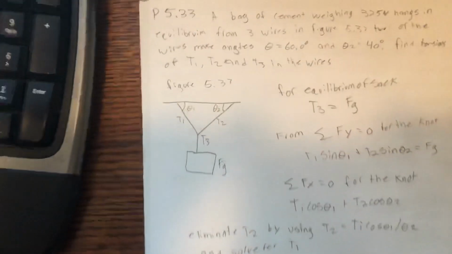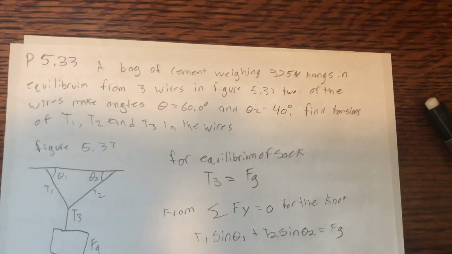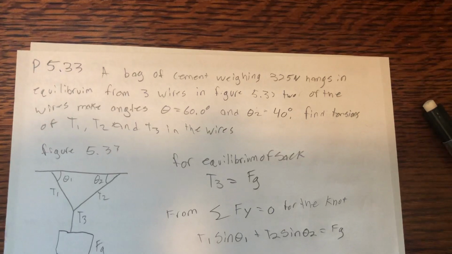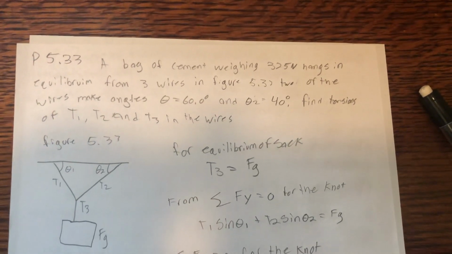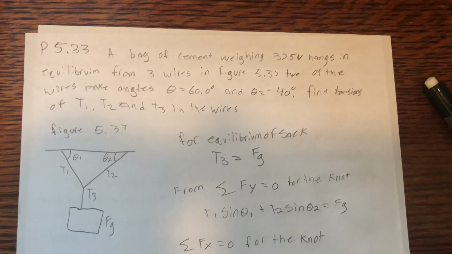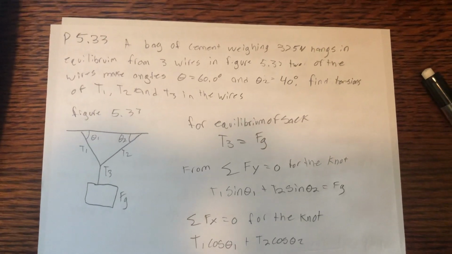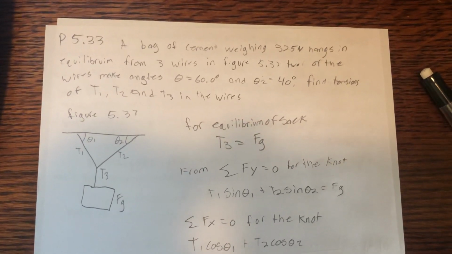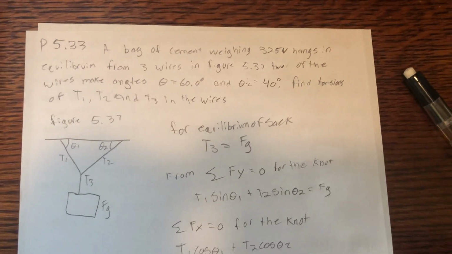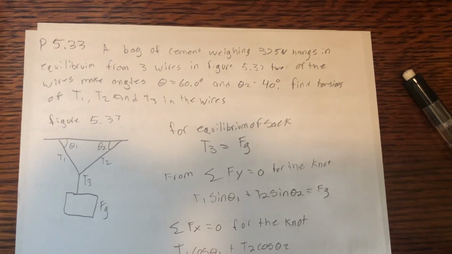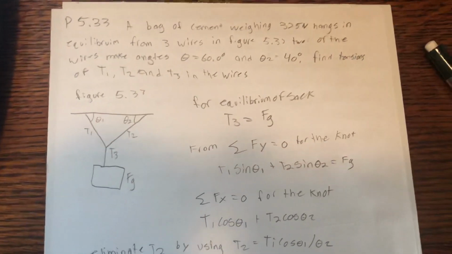For the chapter 5 problem, I picked number 33, and the problem goes: a bag of cement weighing 325 newtons hangs in equilibrium from 3 wires in figure 5.33. Two wires make angles theta 1 equals 60 degrees and theta 2 equals 40 degrees. Find tensions T1, T2, and T3 in the wires. And then there's the figure right there.